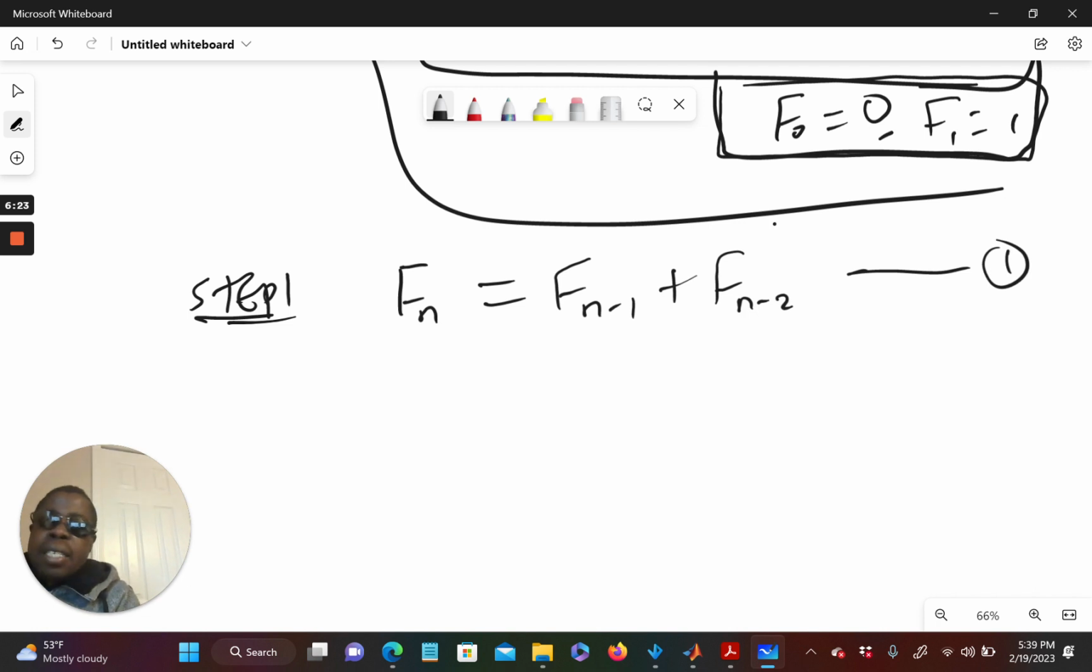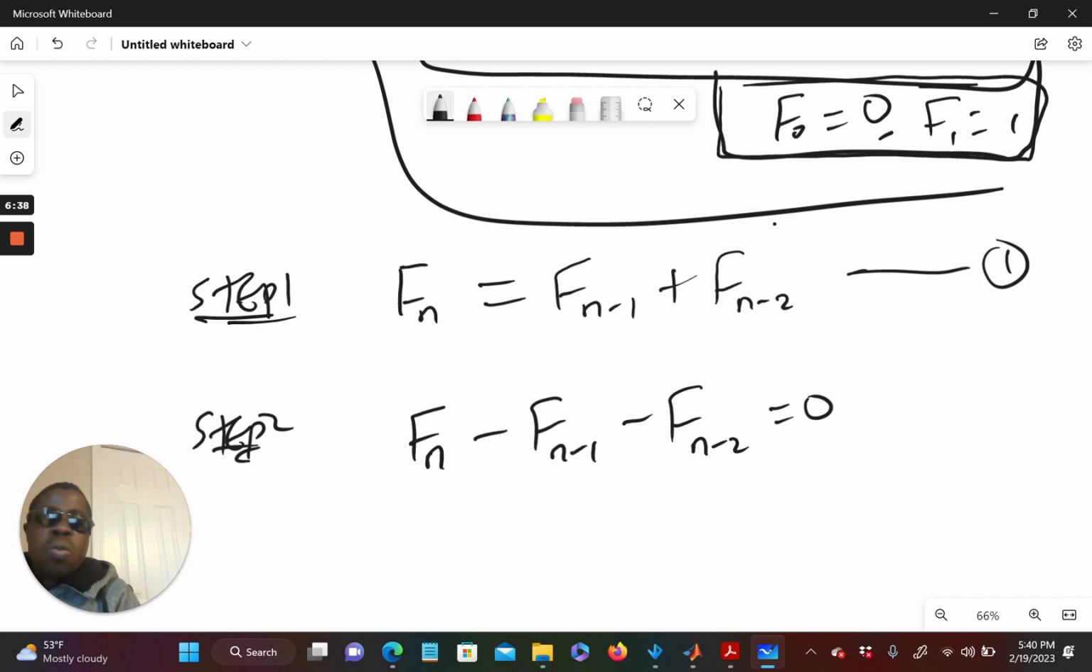Now rewrite this equation and move the right side to the left side. So you are going to have Fn minus Fn minus 1 minus Fn minus 2 equals 0. That becomes your equation 2.